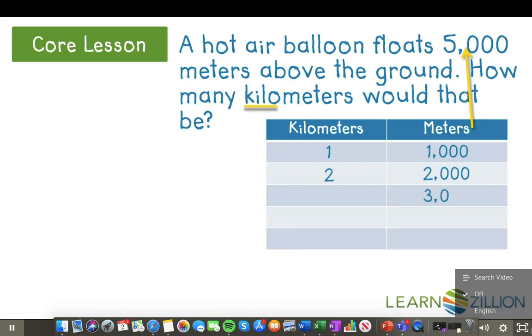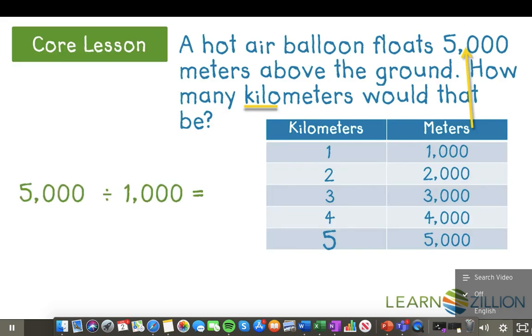2,000 meters equals 2 kilometers, 3,000 meters equals 3 kilometers, 4,000 meters equals 4 kilometers, 5,000 meters equals 5 kilometers. The answer is 5 kilometers. There is another way to solve this problem. We can divide 5,000 meters by 1,000 meters. 5 divided by 1 equals 5. We drop the zeros. Our final answer is 5 kilometers. Either method is correct as we arrive at the same answer. You just converted meters to kilometers.